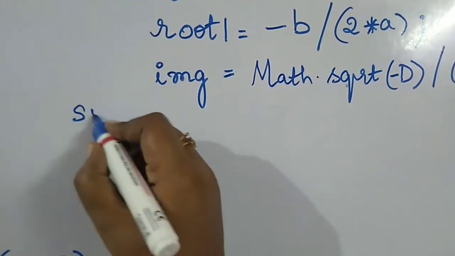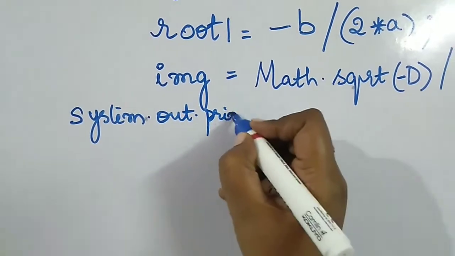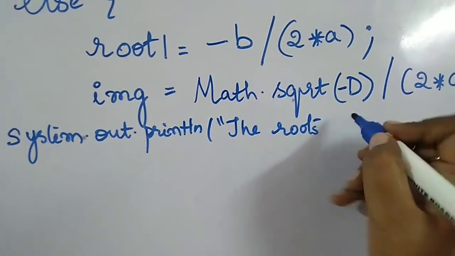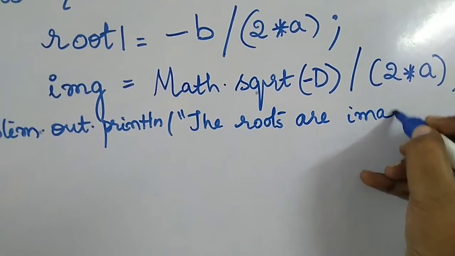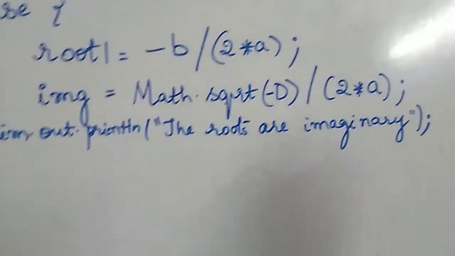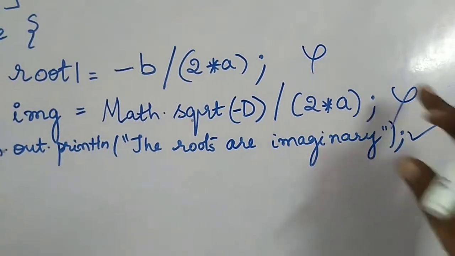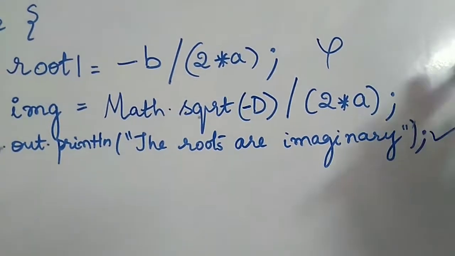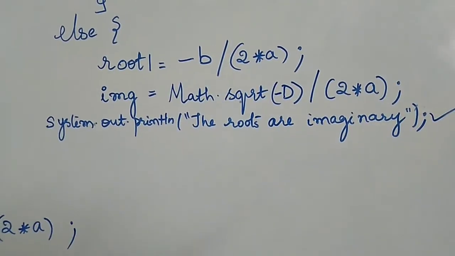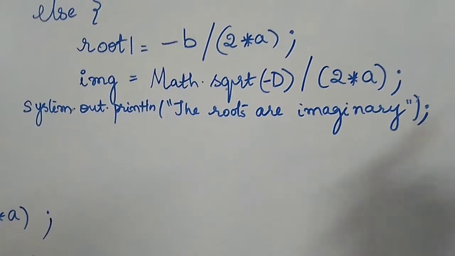I'm writing a System.out.println statement, and I'm saying the roots are imaginary. You can simply write this and ignore the other parts. You can simply write this statement and needn't write all this, but I'm just trying to explain to you about NaN, to make you aware of the concept of NaN. Else you can simply write roots are imaginary and end this program.